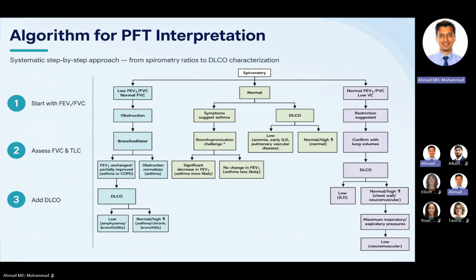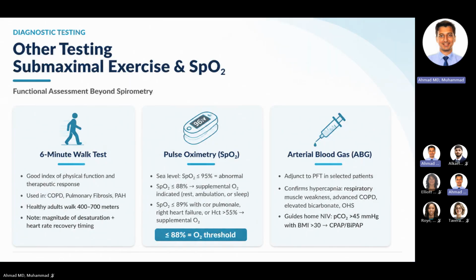You also look at the diffusion capacity. If the diffusion capacity is low, which occurs with parenchymal lung disease, the most likely diagnosis is interstitial lung disease, while if the diffusion capacity is normal, it suggests chest wall or neuromuscular disease. If you suspect neuromuscular disease as the cause of the patient's restriction, you do their maximum inspiratory and expiratory pressures to look at their muscle strength as the contributing factor in their neuromuscular disease.